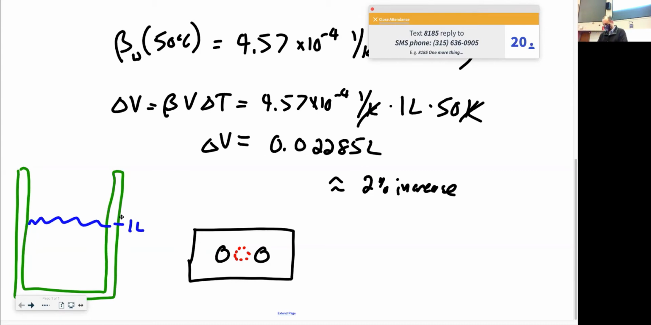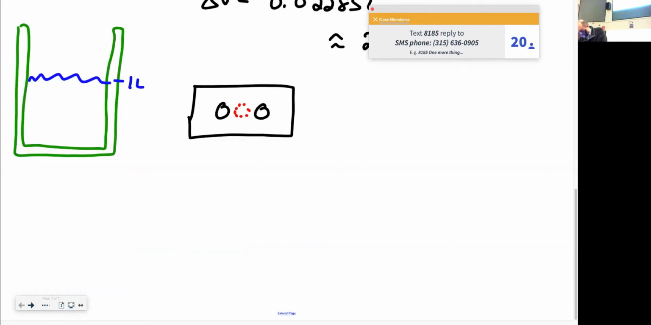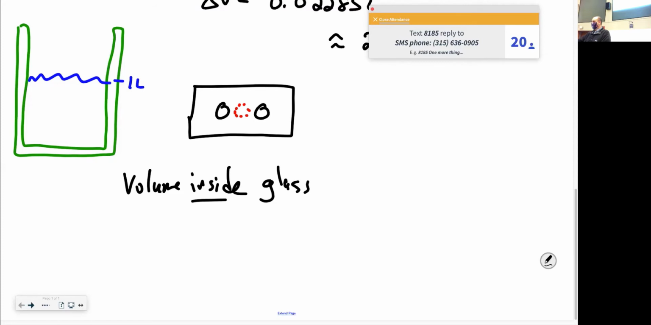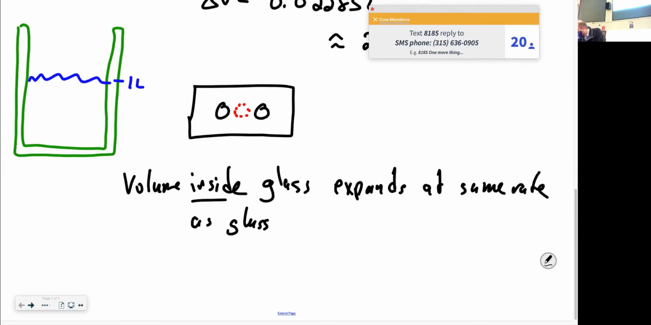I did not forget my notes today, so yay. Okay, let me just write that down. Volume inside the glass expands at the same rate as the glass itself. So the volume that was at the 1 liter line inside there is going to have expanded.